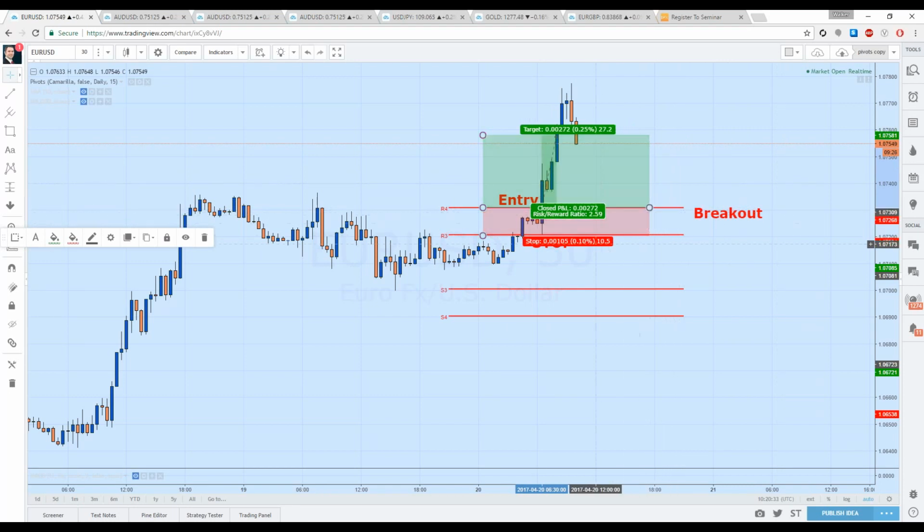In this example, risk is about 10.5 pips.